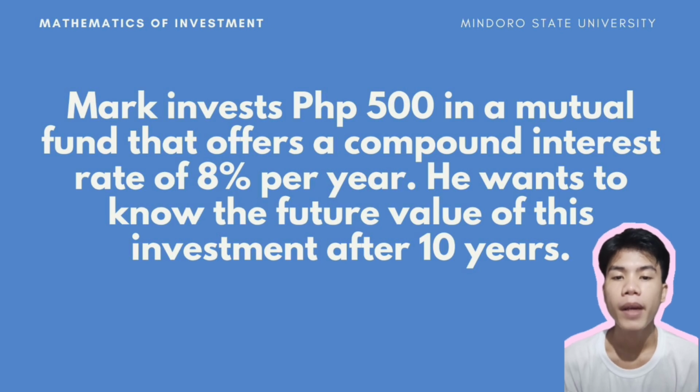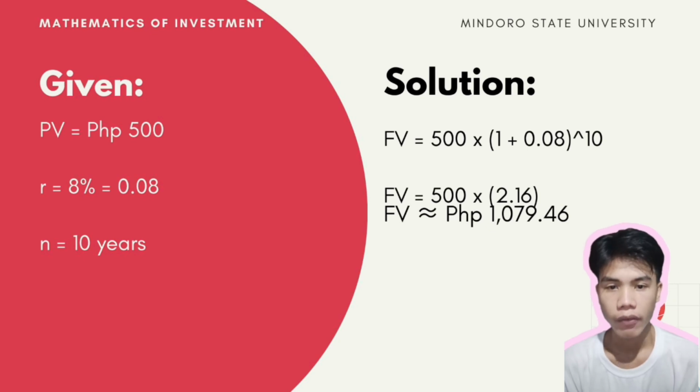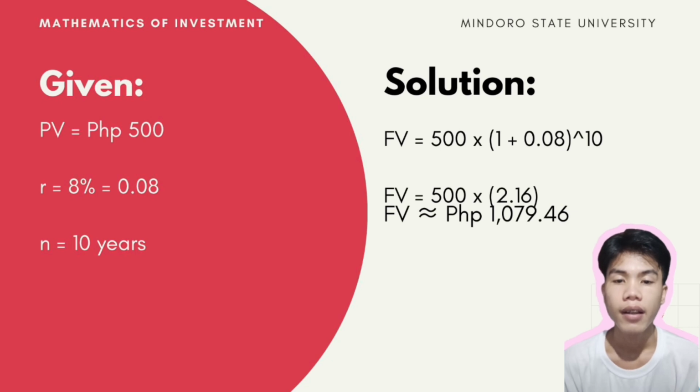Mark invests 500 pesos in a mutual fund that offers a compound interest rate of 8% per year. He wants to know the future value of this investment after 10 years. So the given are present value, which is 500 pesos, rate is 8% or 8 hundredths, and N is 10 years. Then substitute it to the formula. Then the equation will be FV is equal to 500 times the quantity of 1 plus 8 hundredths raised to 10. Then the equation will be FV is equal to 500 times 2 and 16 hundredths. Then the future value is equal to 1,079.46 pesos.